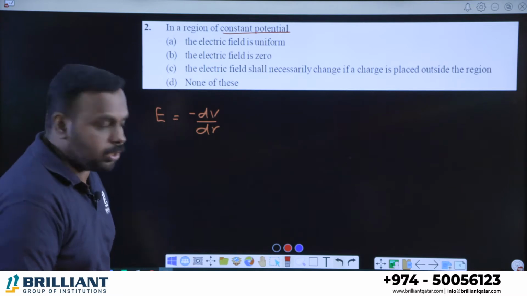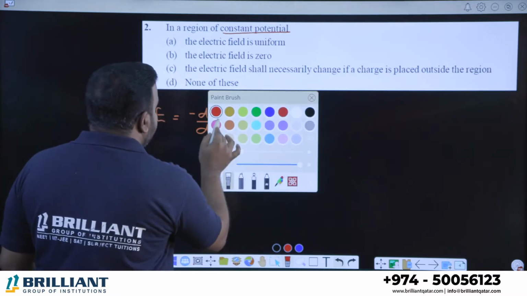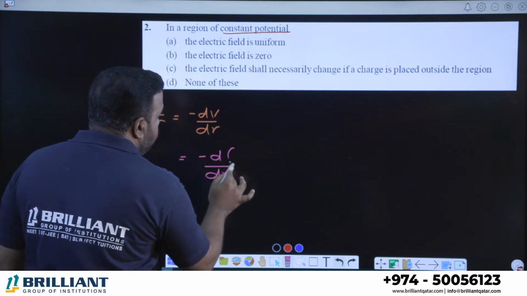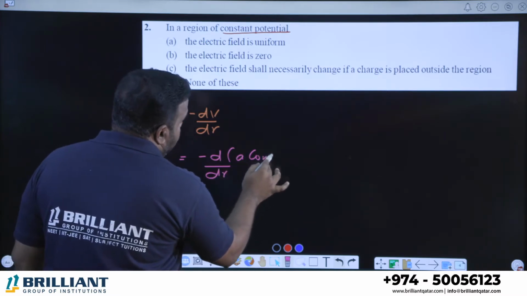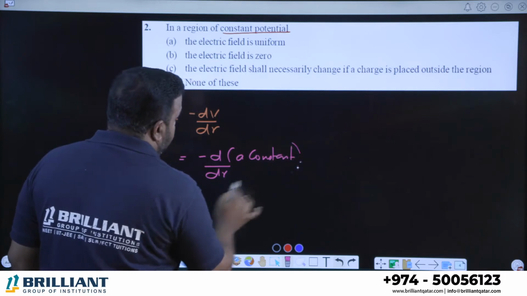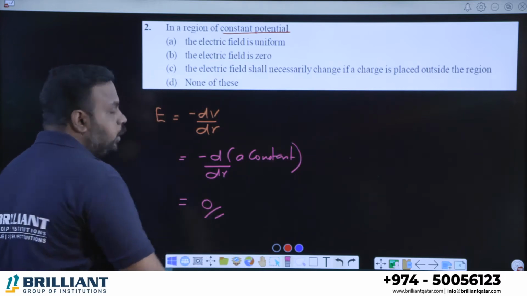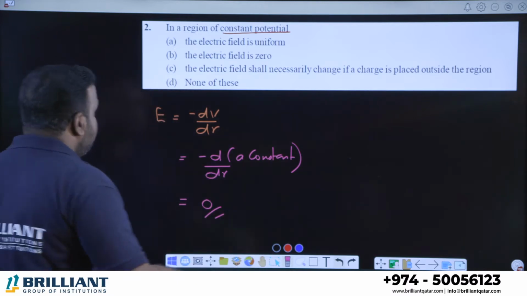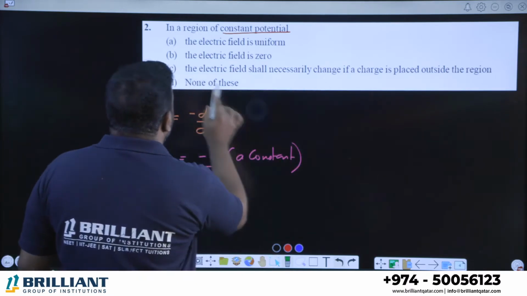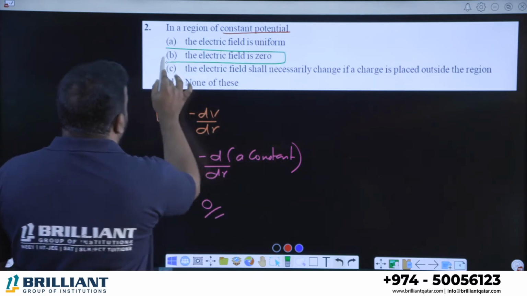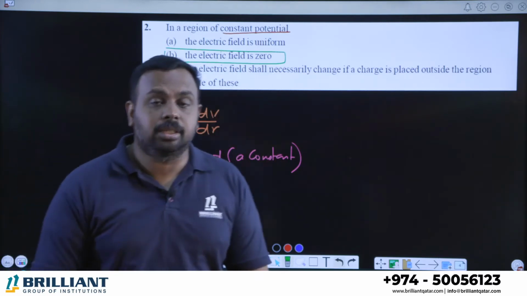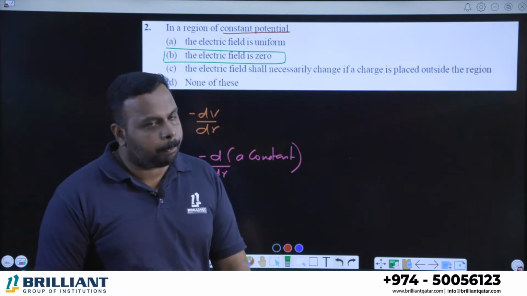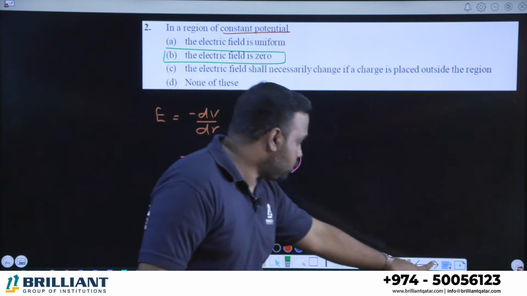Here it is given that the potential is constant. That means V is a constant. So this will become minus d by dr of a constant. All of us know that the derivative of a constant is 0, right? 0. So what is the answer? If potential is constant, electric field will be 0. So the answer is option B. Electric field is 0. It's a repeating question. If potential is constant, electric field will be 0. Okay. Now we are going to question number 3.